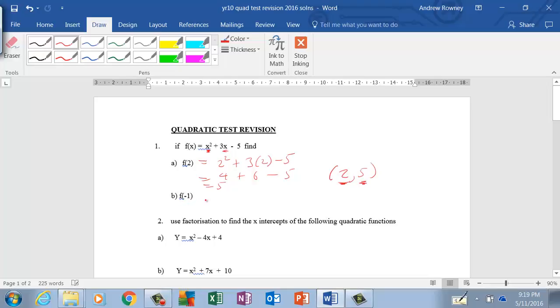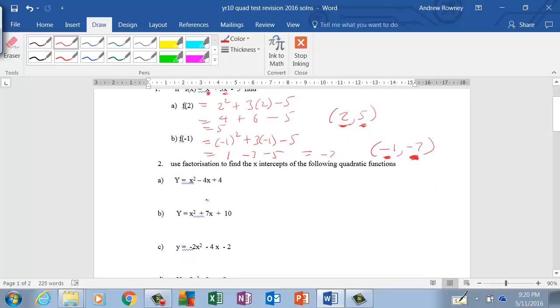When we do f of minus 1, we put minus 1 where x is. So that's equal to minus 1 squared plus 3 times minus 1 take 5. Minus 1 squared is positive 1. That's take 3 take 5. So 1 take 3 is minus 2, take 5 is minus 7. So effectively we have found another point lying on the curve which is minus 1 comma minus 7. That's the x coordinate, that's the y coordinate, or the f value.